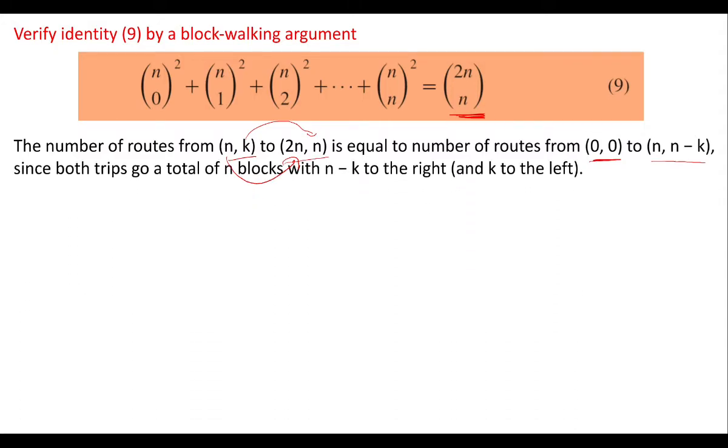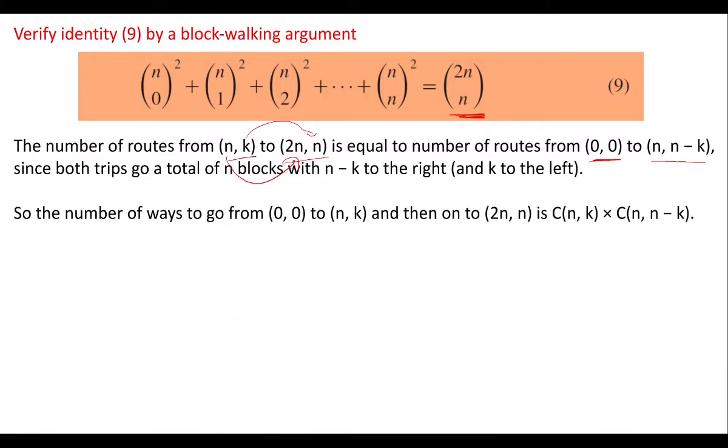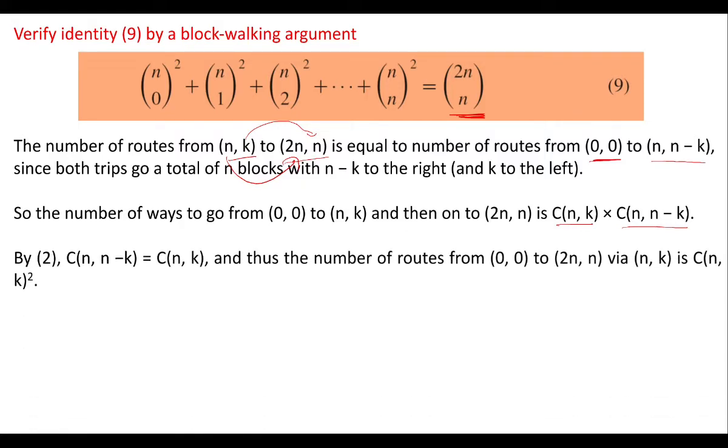So since both the trips go a total of n blocks with n-k right turns, the number of ways to move from (0, 0) to (n, k), and then from (n, k) to (2n, n), is C(n,k) and C(n,n-k). But we know that C(n,k) is equal to C(n,n-k), and that gives me the required answer.